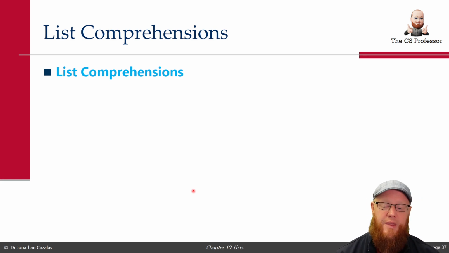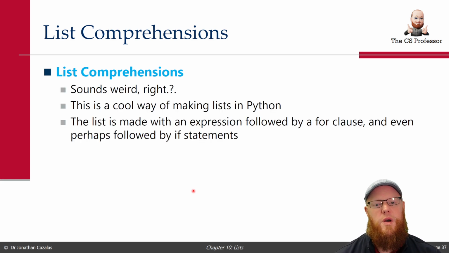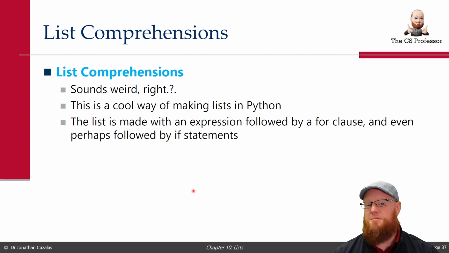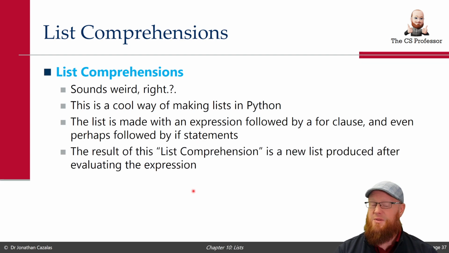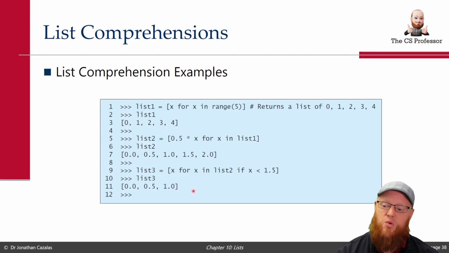List comprehension. I'm looking at the time, we're at 33 minutes, perfect timing. List comprehension, super, super, super important. What are list comprehensions? In short, it's a really cool way of making lists in Python. And we make this list with an expression that's followed by a for clause and sometimes even an additional if statement. It's going to be super funky when you first see it, but it's really cool how it works. I say here a heads up, super important. We will be using this and having many questions on it.